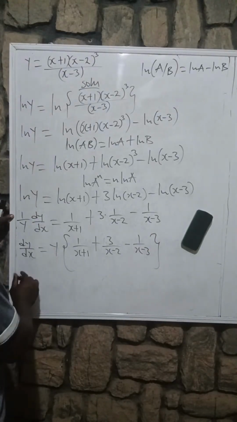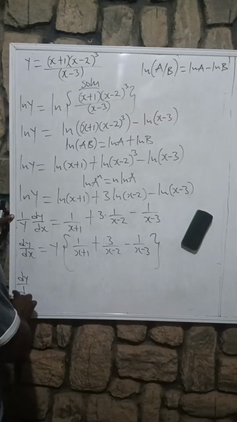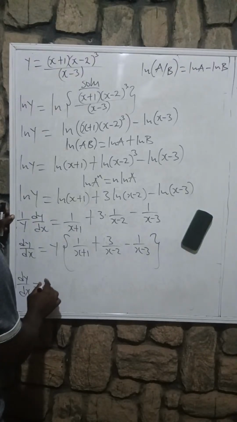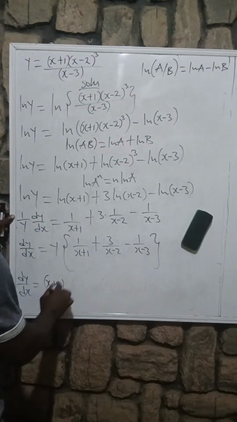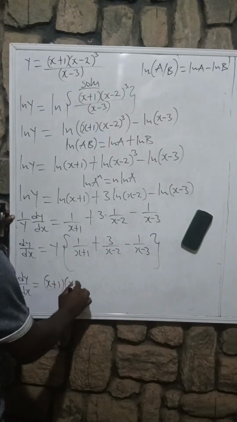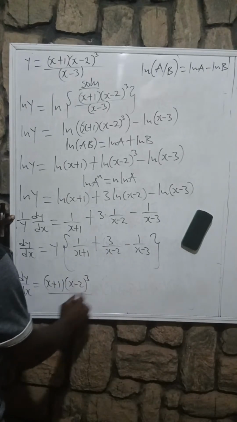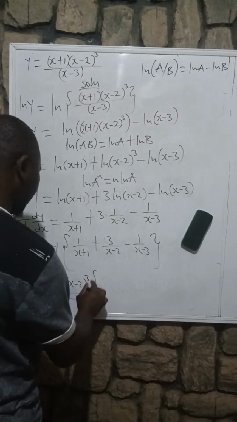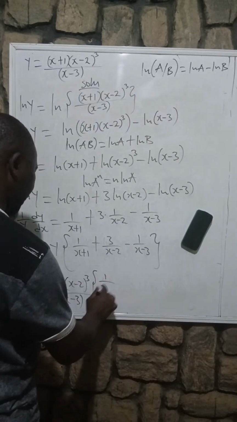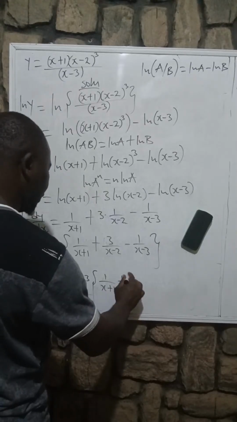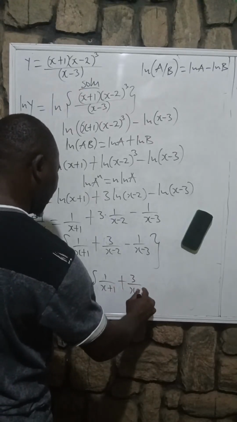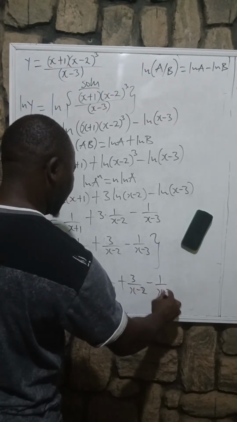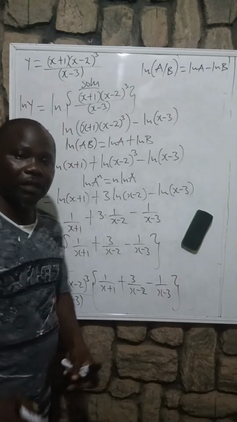Then what is our y? Our y, we go back to the function, is equal to, this is the function, right? (x plus 1)(x minus 2) raised to the power of 3 all over what? x minus 3, then times (1 over x plus 1 plus 3 over x minus 2 minus 1 over x minus 3). This is the final answer.